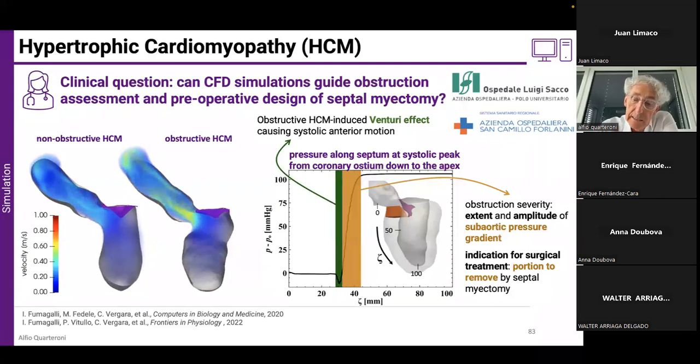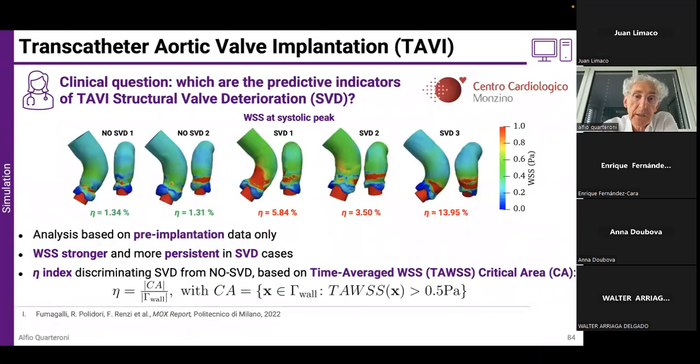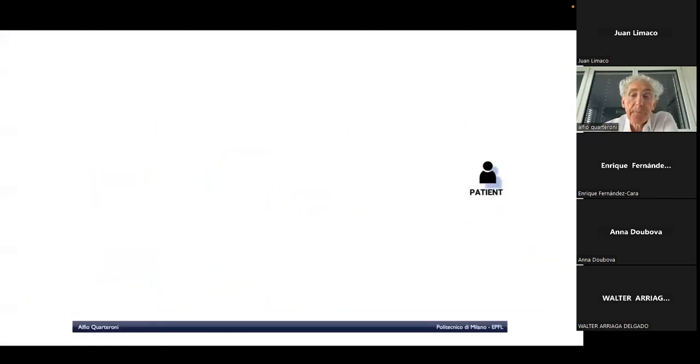So it is an optimal design for a surgical operation. This is the implantation of a valve, which is called transcatheter aortic valve implantation. It's called TAVI. And we want to find indicators, mathematical indicators, to find those patients for which it is worthwhile to implant this valve. Because in some cases, it will not be worth it to implant this valve. So we want to do it before actually implanting this valve. And this is yet another application where we want to predict the perfusion of the myocardium by coronaries that are partially occluded, and so on and so forth.